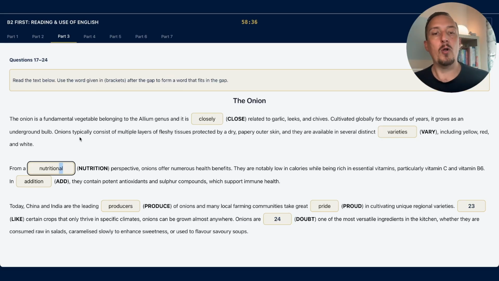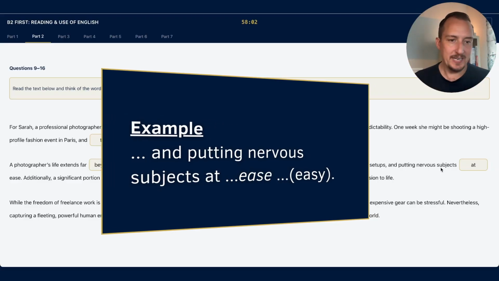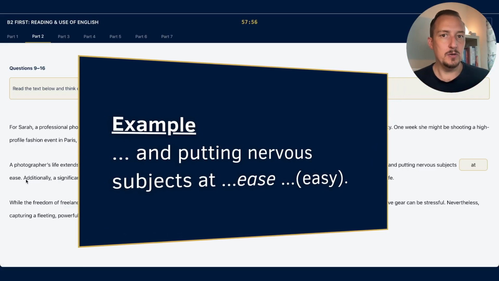Now, take great pride in is a good example of that, because you're not adding something to the end. You're not making it proud and then saying proudness or proudable. By the way, those aren't words, but just to give you the example, you're actually changing internally. So proud becomes pride. Ease is another one you might see. If you see easy, it might not be because you've got easily, but it might be a possibility that ease is the answer. For example, if this was a part 3, it would say putting nervous subjects at, then you would have a gap, easy in brackets, and the answer would be ease.